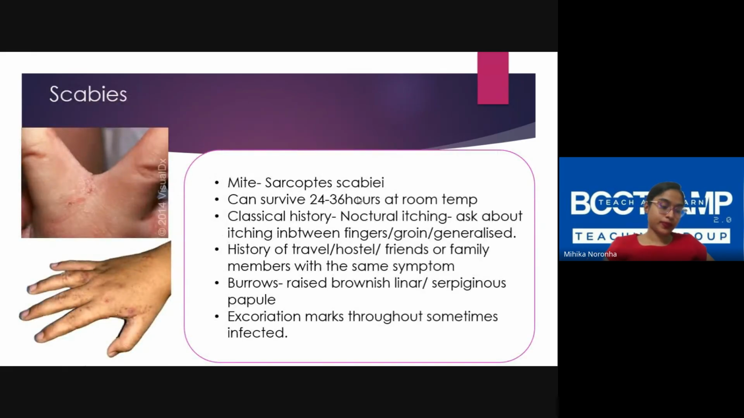So next is going to be scabies. This is another very, very common thing that you're going to see in your burn center or any other rural hospital that you're working. It is caused by Sarcoptes scabiei.